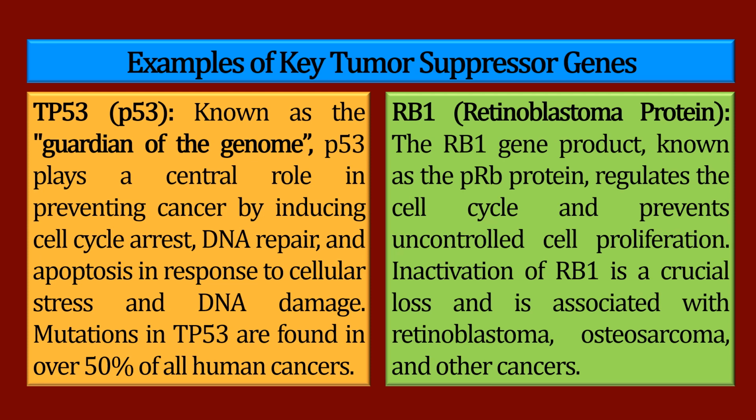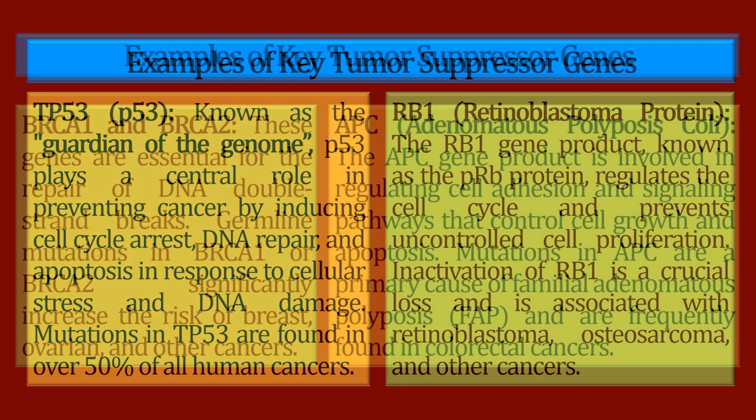Retinoblastoma protein. The RB1 gene product, known as the retinoblastoma protein, regulates the cell cycle and prevents uncontrolled cell proliferation. Inactivation of RB1 is a crucial loss and is associated with retinoblastoma, osteosarcoma, and other cancers.